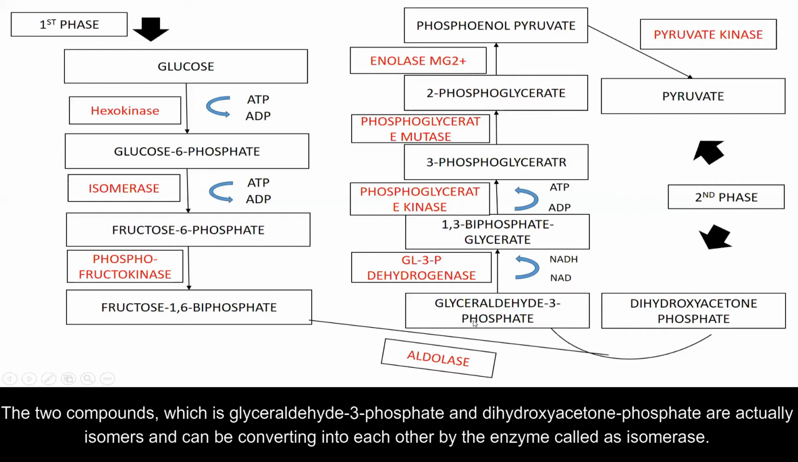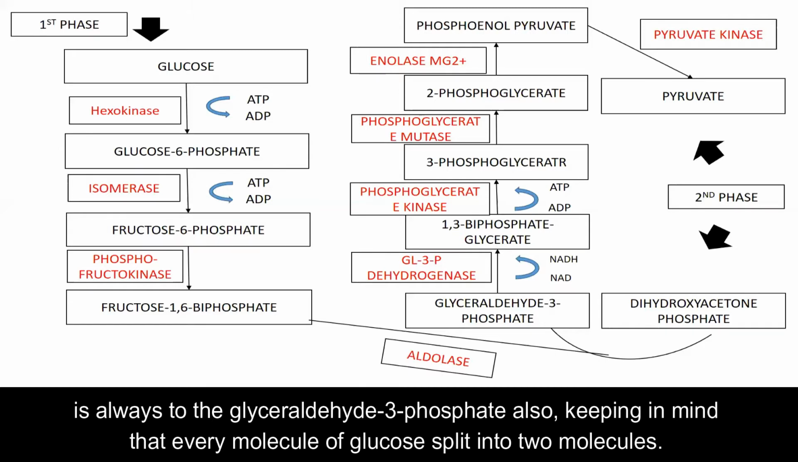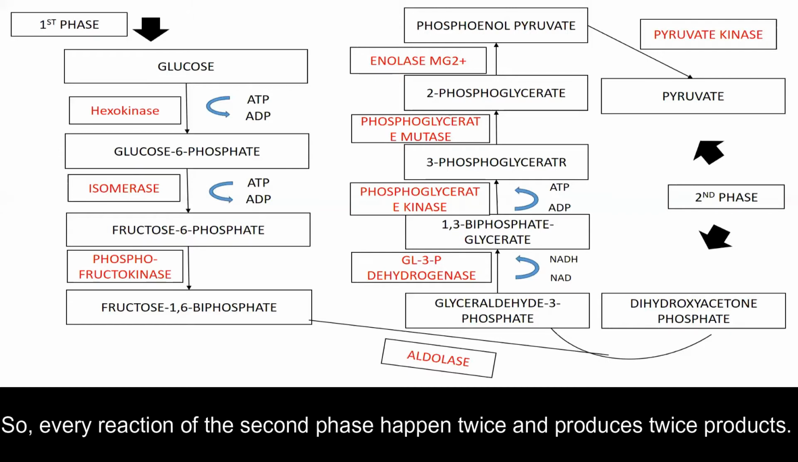The two compounds, glyceraldehyde 3-phosphate and dihydroxyacetone phosphate, are isomers and can be converted into each other by the enzyme called isomerase. The glyceraldehyde 3-phosphate is further utilized in the process of glycolysis. The equilibrium of this isomerization reaction is always toward glyceraldehyde 3-phosphate, also keeping in mind that every molecule of glucose splits into 2 molecules. So, every reaction of the second phase happens twice and produces twice the products.